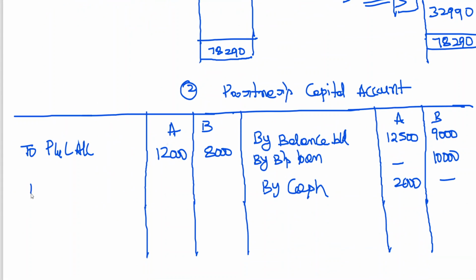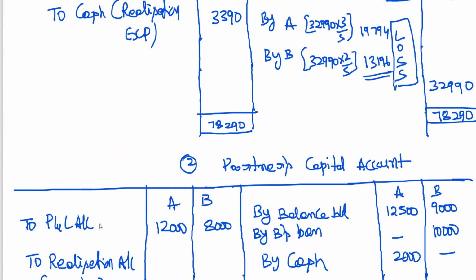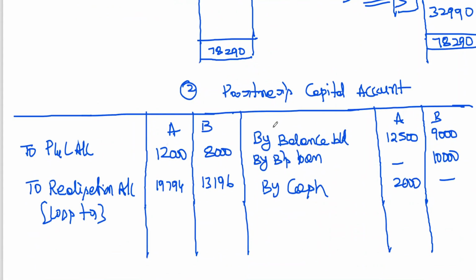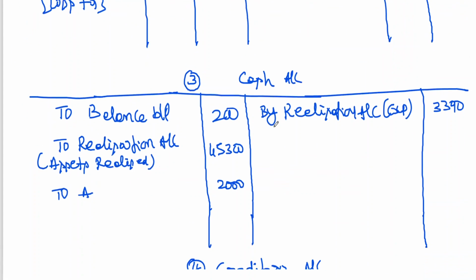Now here, to realization, loss transferred: A 19,794, B 13,196. Okay. Now this, let us wait there for a while. We'll come back to the cash account.